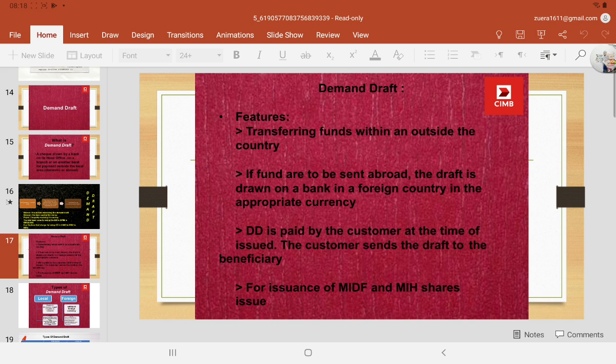Okay, and then the demand draft is paid for by the customer at the time of issue, when the customer sends the draft to the beneficiary. So you have to pay a certain charge, and also you have to pay the cost of payment towards a demand draft. So this is for the demand draft.